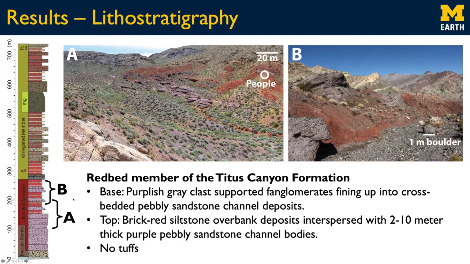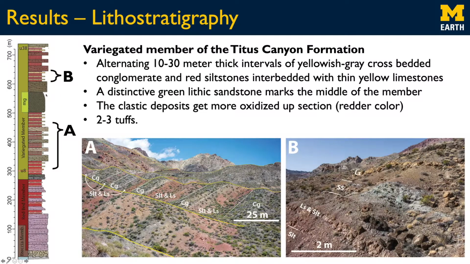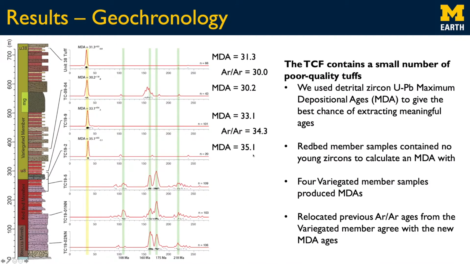And importantly, the red bed member had no tuffs that we could find, which makes it challenging for radiometric dating, of course. The variegated member is very distinct and has a really different lithologic character than the red bed member. It has a different sediment color overall. It's much more yellow and green, and it has limestones included in it, in addition to cross-bedded conglomerates and these brick red silty overbank deposits. The variegated member did include a few tuffs that we were able to extract ages from. And so we'll look at that geochronology now.